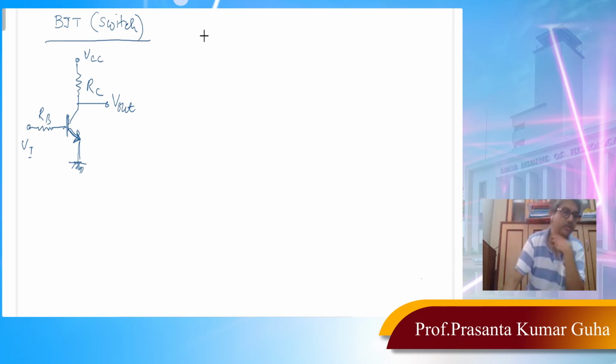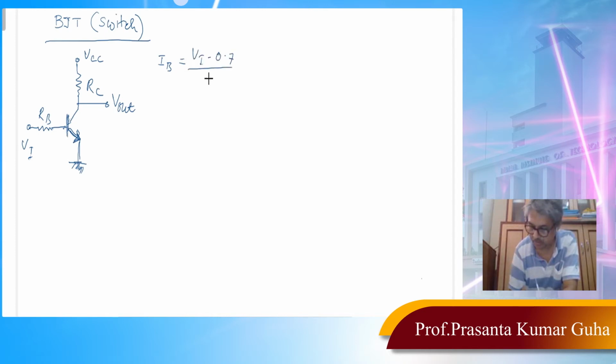Now we can write equations both in the base loop here, and also this loop in the collector emitter region. So if I consider, we can write IB equal to VI minus 0.7 volt divided by RB, assuming that VBE on is 0.7 volt as usual. And that will give us IC, that is beta IB.